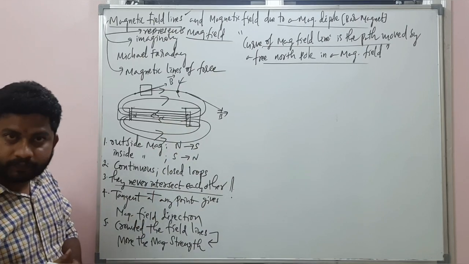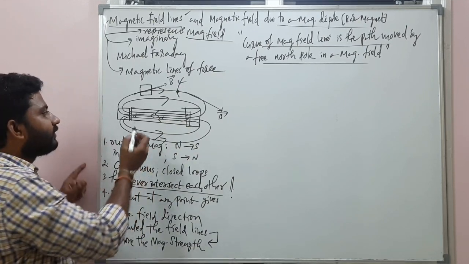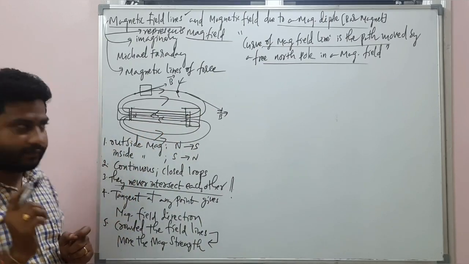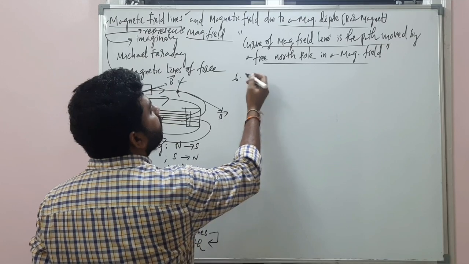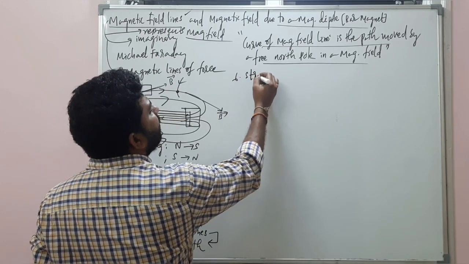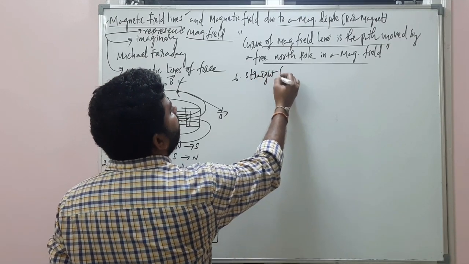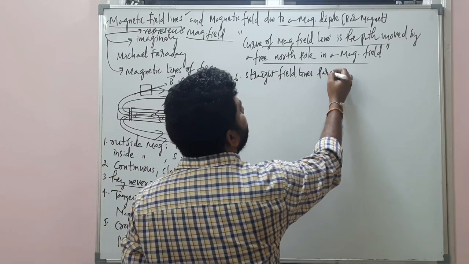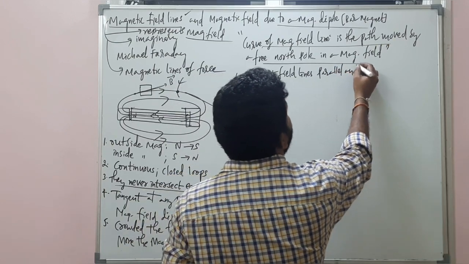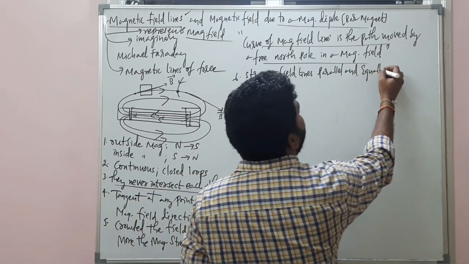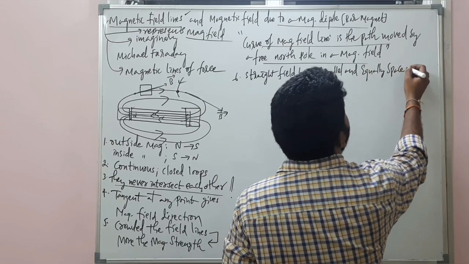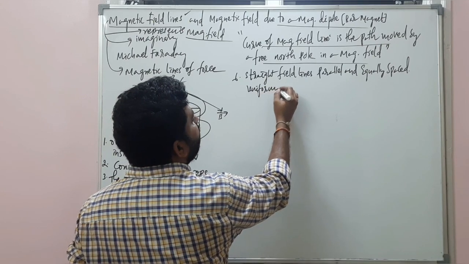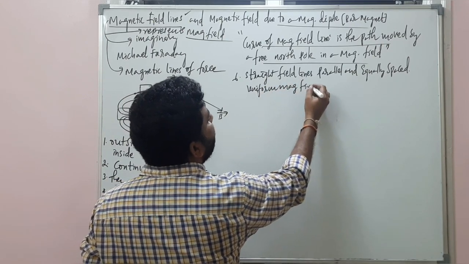Okay, clear? Now you can see inside the magnet there are field lines which are straight, right? So I'm writing here the sixth point: straight field lines, parallel and equally spaced. We can say this is a uniform magnetic field.